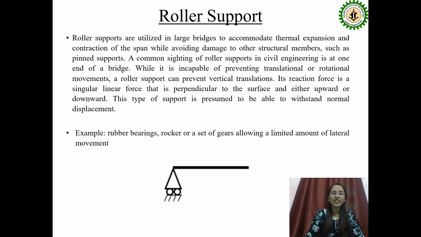Okay. It is mainly used in a bridge where one side is pinned or hinged and the other side is roller support, because due to thermal expansion or contraction, bridges generally expand or contract a little bit due to weather. So, to avoid damage, one end is pinned and the other end is roller supported. That is, the slight movement due to the thermal expansion and contraction of the bridge is allowed. Okay, so horizontal movement is allowed. That is why in the other end, a roller support is provided. Examples of roller support are rubber bearing, rocker, or a set of gears allowing a limited amount of lateral movement.